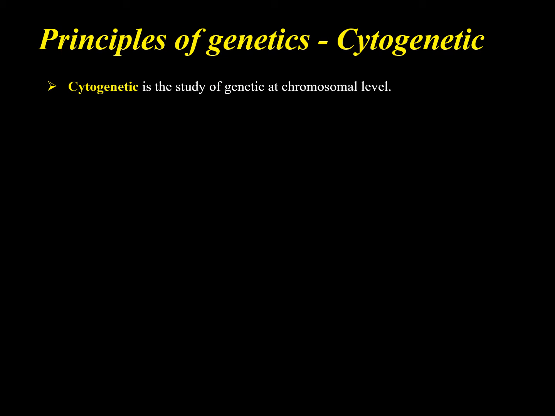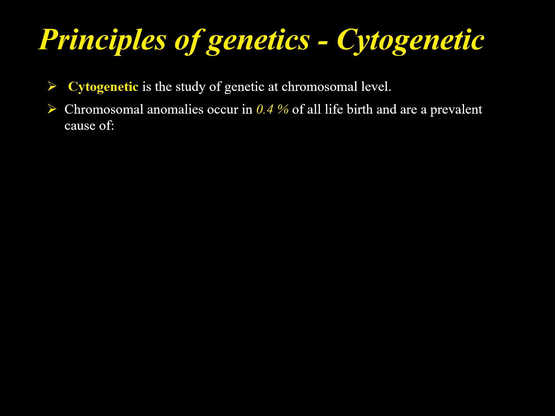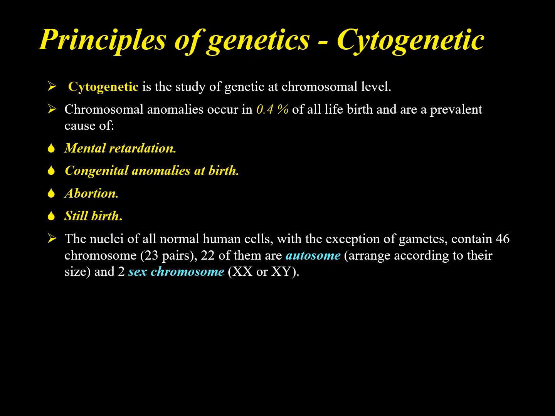So studying genetics at the chromosome level is called cytogenetic, and the chromosomal abnormalities, whether numerical or structural, account for about 0.5% of all live births and are a prevalent cause of mental retardation, congenital anomalies at birth, abortion, stillbirth, etc. So chromosomal abnormalities might be responsible for mental retardation, abortion, stillbirth, and various congenital anomalies at birth.